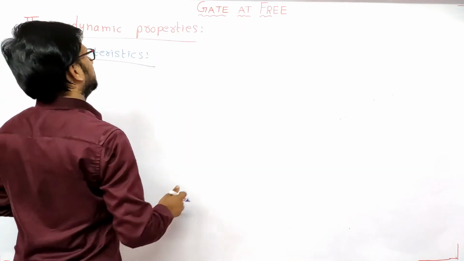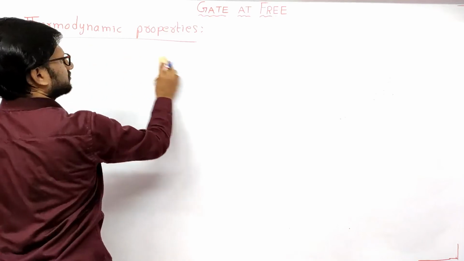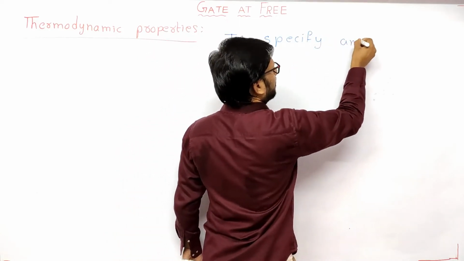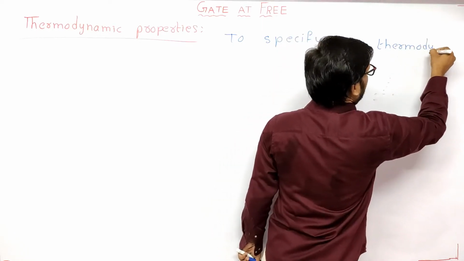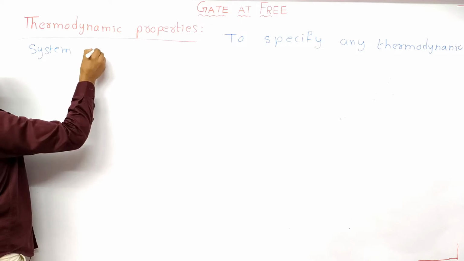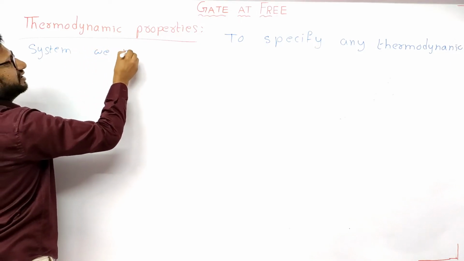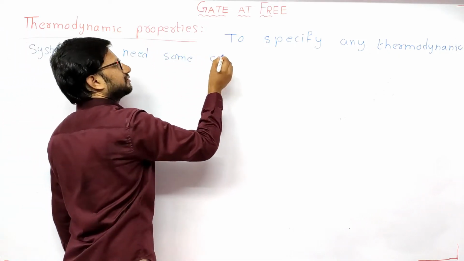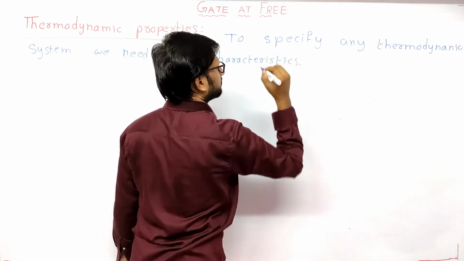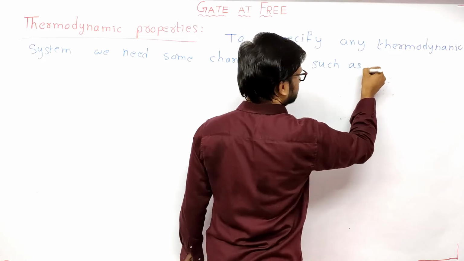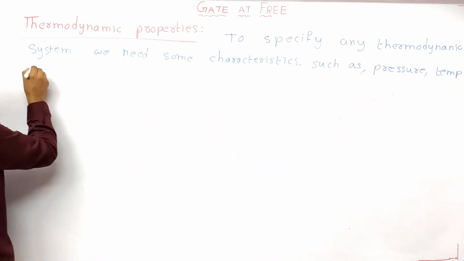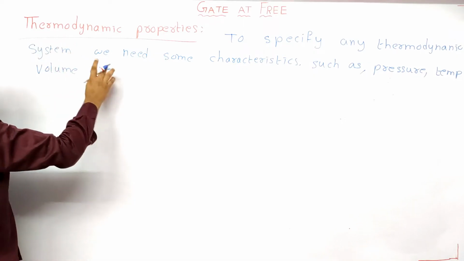Now make a side heading, property. Now what is meant by property? Properties: to specify any thermodynamic system, we need some characteristics such as pressure, temperature, volume, etc. I will discuss later.